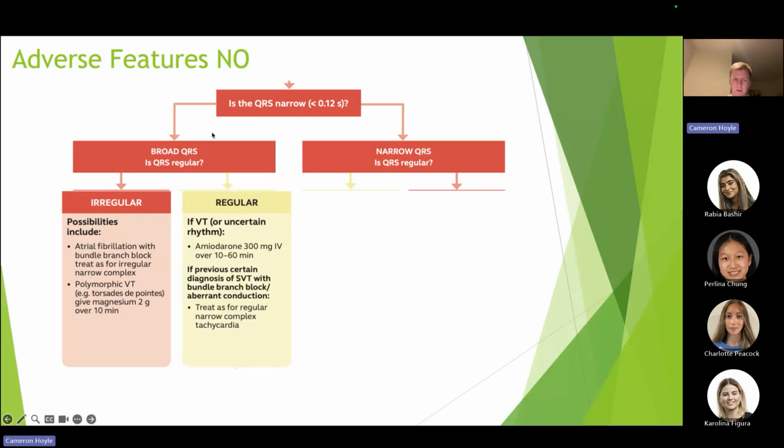If the QRS complex is broad and regular, that's VT, almost by definition.